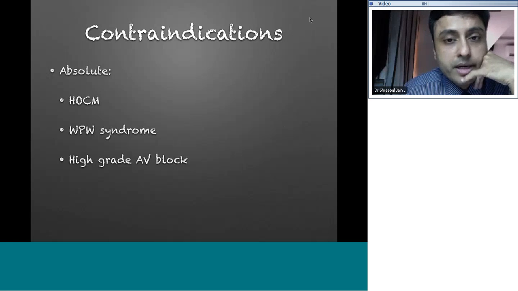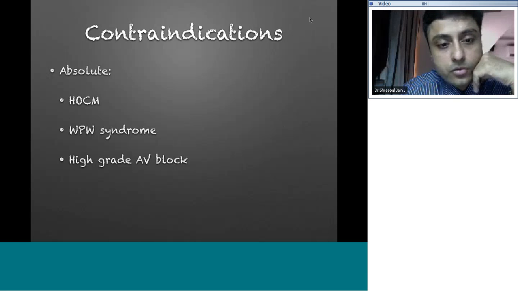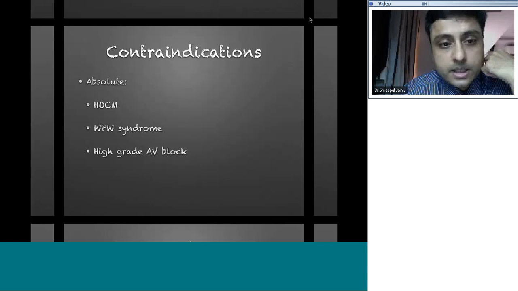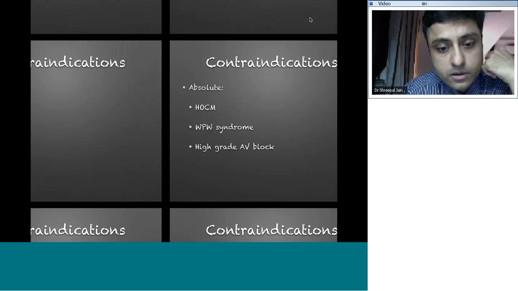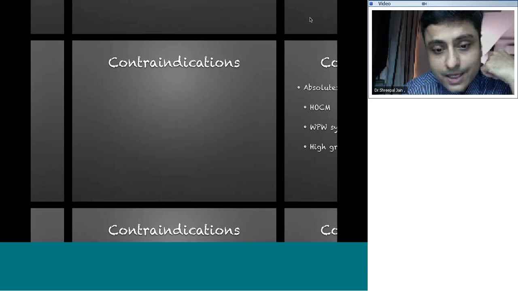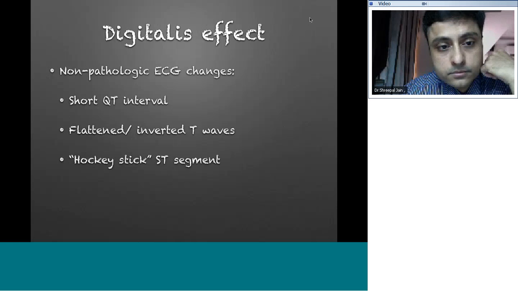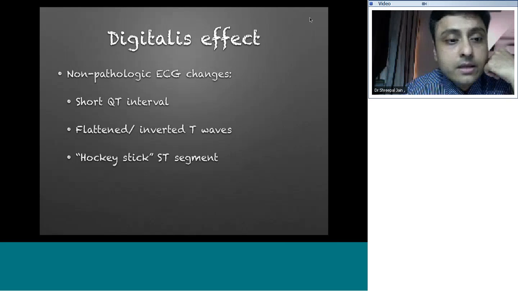So what do we mean by digitalis effect? These are basically non-pathologic ECG changes which we observe when the patient is on digoxin therapy. It includes a short QT interval, flattened or inverted T waves, and a hockey stick appearance of the ST segment, which is somewhat like this. You have a short QT interval, the T waves are inverted, and you have this sagging of the ST segment giving a hockey stick appearance. And when do we say that there is digitalis toxicity?